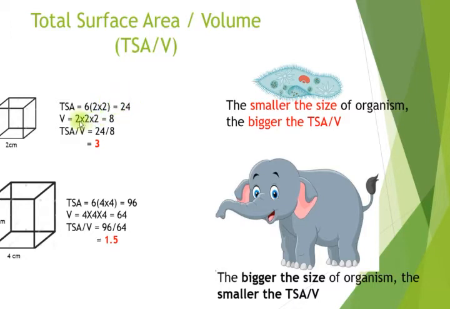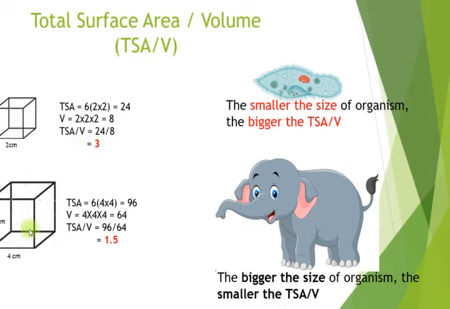And then second, you have to count the volume of the cube, 2 times 2 times 2, so you will get 8. And then let's calculate the TSA per V of this cube. TSA divided by volume, and then you will get 3. So the TSA per V for this cube is 3.